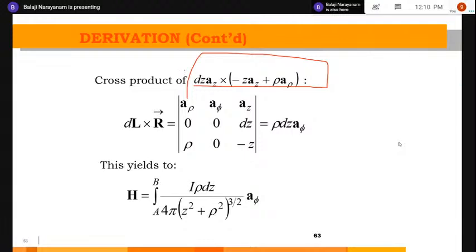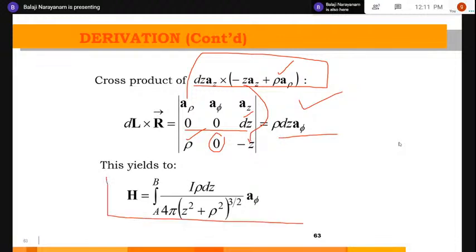So dz A z is represented here like this. We have rho A rho. There is no A phi component in this dz A z, so 0 was taken. There is a minus z A z component that was written here. So this is rho dz A phi, and this yields the H equation like this.